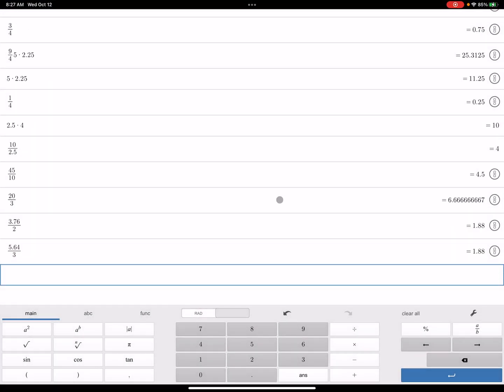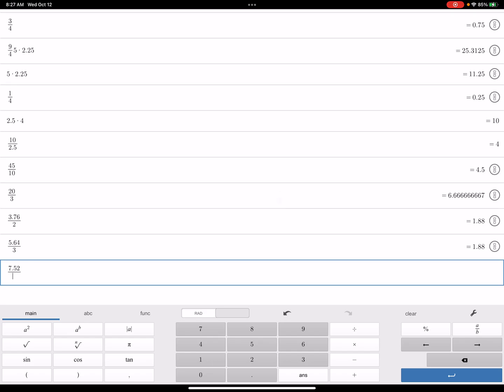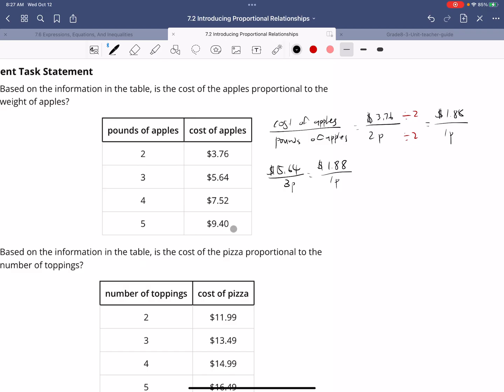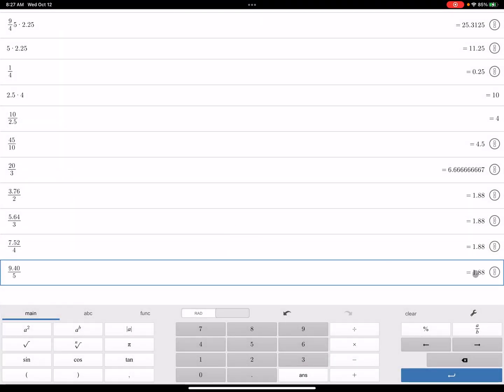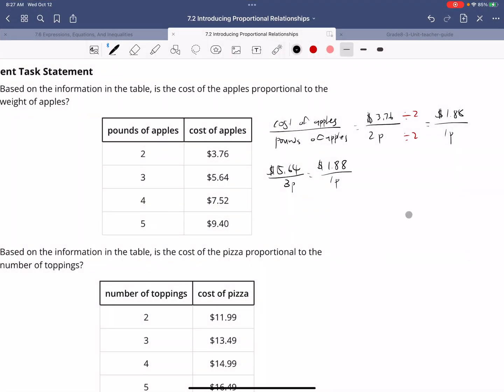752 divided by 4, and that's going to be 188. And then 940 divided by 5, and that's also going to be 188. So all of these have the value of 188 per pound. This is in fact a proportional relationship, because all of these ratios are the same.